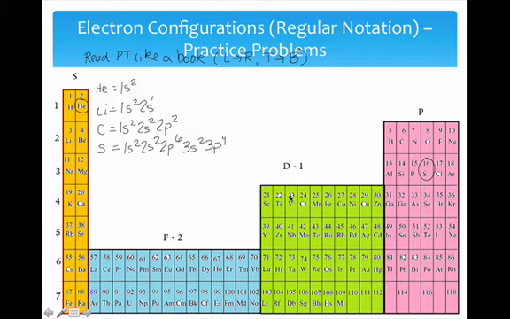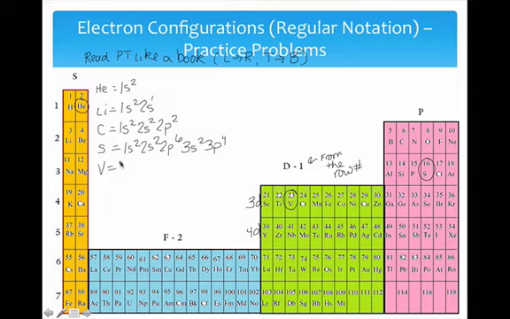Let's pick one of these D's. Let's pick vanadium. All right, the reason that there's D minus 1 is because when I hit this, I need to subtract 1 from the row number. So that means that this is actually the 3d's and this is really the 4d's. So even though it's in the 4th row, these are the 3d's. These are in the 5th row, these are the 4d's.